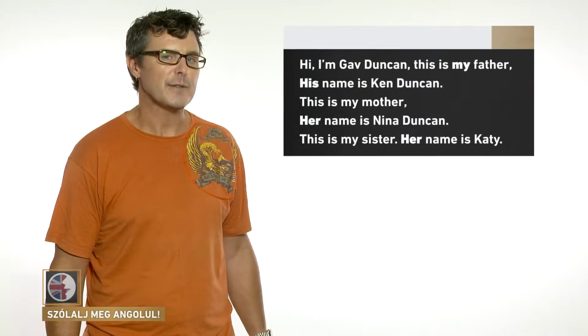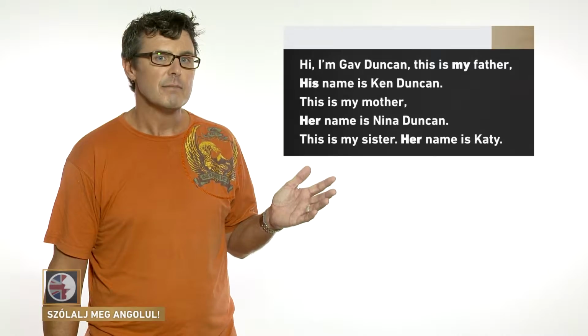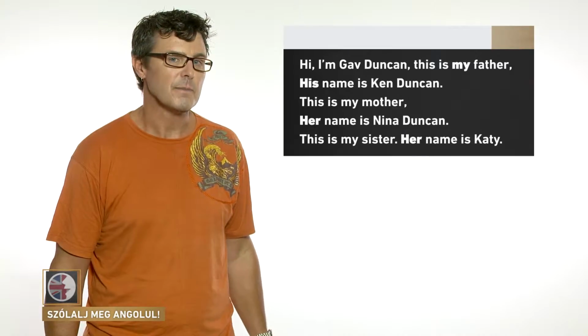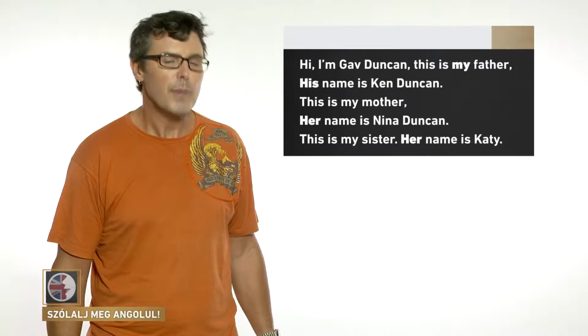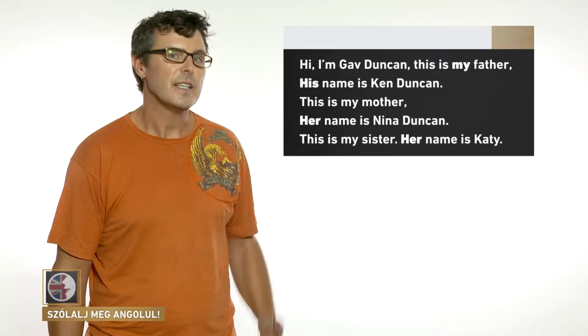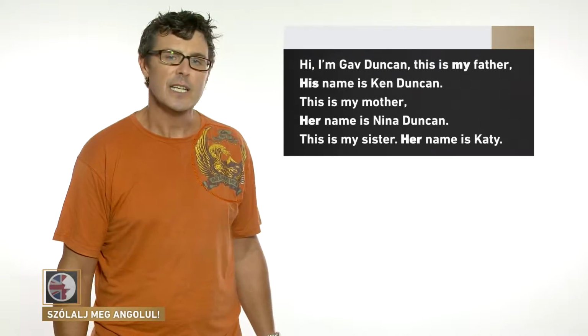Okay, let me tell you about my family. My father is called Ken. My mother's name is Nina. My sister's name is Katie. When I meet someone, I introduce myself and then I introduce my family. What do I say? I say, hi, I'm Gav Duncan. This is my father. His name is Ken Duncan. This is my mother. Her name is Nina Duncan. This is my sister. Her name is Katie.